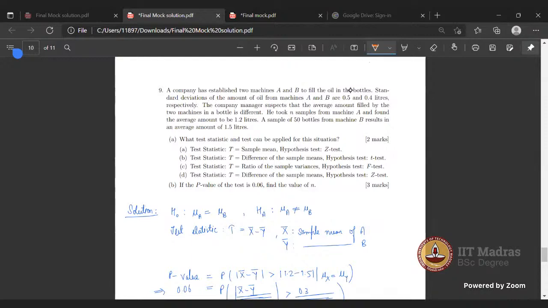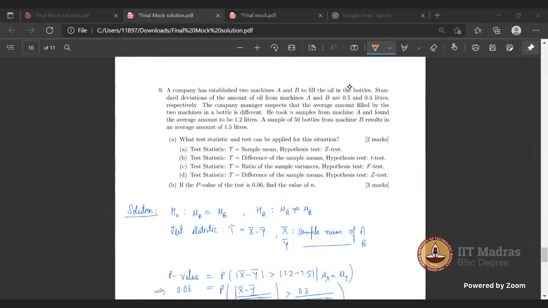So the first thing you have to decide here is what test you are going to use. Is that part clear? The company established two machines, so basically here you have two groups. So you can use either the Z test or the F test. Then what test will you use for this problem? Since the question is related to the mean, we use the Z test. Okay, so we'll go for the Z test.